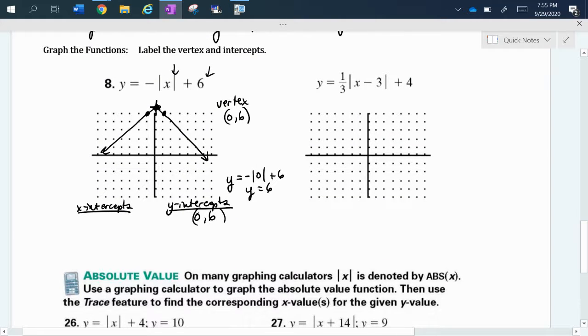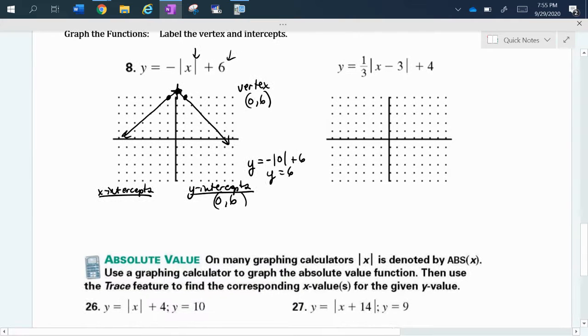And then lastly, I'm going to find the x-intercepts by making y 0 and solving for x. So I'm going to make some room here. I'm going to say 0 equals negative 1 times the absolute value of x plus 6. Now I'm going to solve for x. I'm going to get the absolute value by itself first by subtracting 6 from both sides, and then I'm going to divide by negative 1. So I get the absolute value of x is equal to 6.